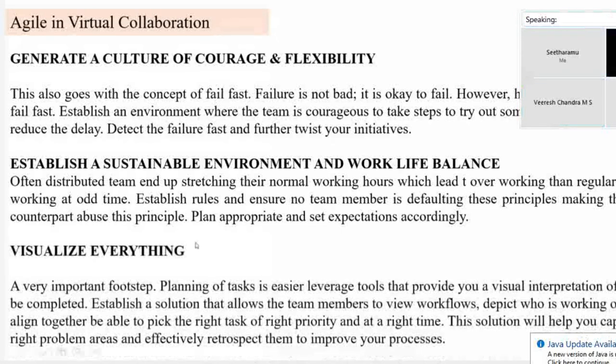Visualize everything. Very important footstep. So planning of tasks. What will come ahead? What should be done? Which team is to be involved in it? Visual interpretation of tasks always has to be completed. So the solution has to be established, and we should see who is working on what. Align together. All these things come under visualization. So everything should be visualized initially itself.